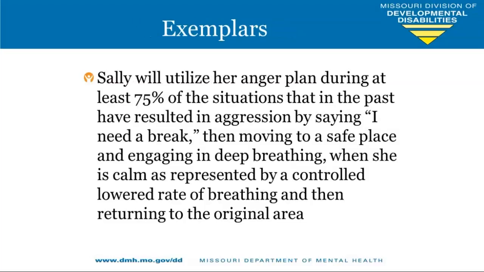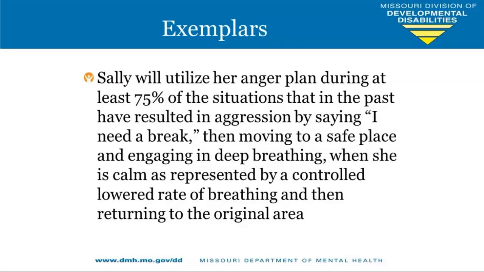Okay, so the next one is an example. We want Sally to utilize her anger plan during at least 75%, so 3 out of 4 times, when a situation comes up that in the past she would have gotten aggressive. And that looks like saying, hey, I need a break, going to a safe place, doing some deep breathing, and then when she's calm, as represented by even, controlled, lower rate of breath, returning to the original area. So this is a clear goal of multiple steps that we want her to be able to do, at which point she's probably going to be much more successful at dealing with an angry situation.